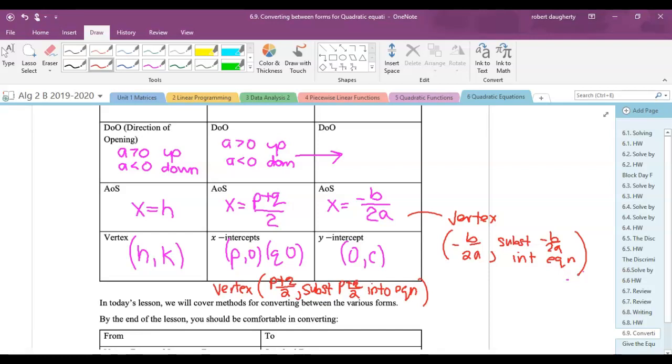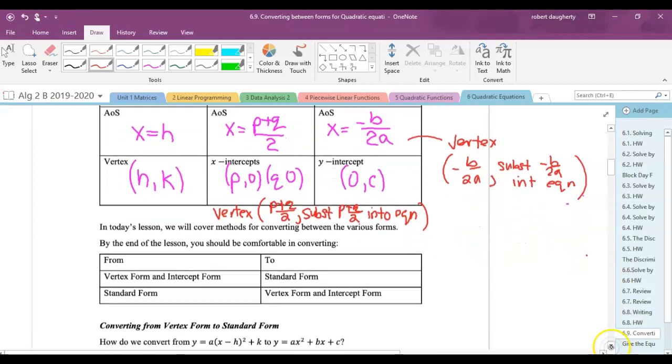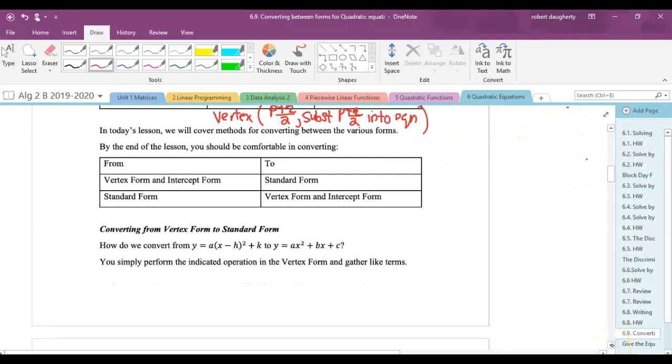So what we need to do today is talk about algebraically how we manipulate from one form to the next, okay? By the end of today's lesson, you should be able to take anything in vertex form and convert it to intercept form or to standard form.